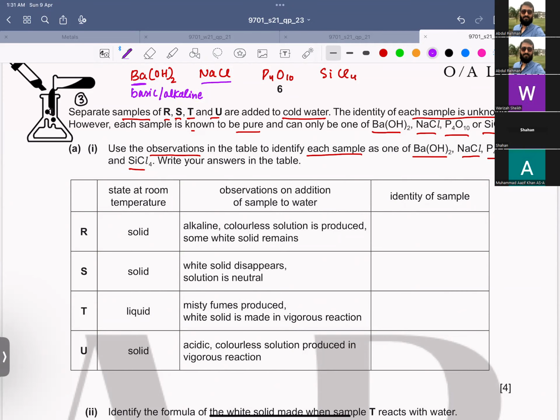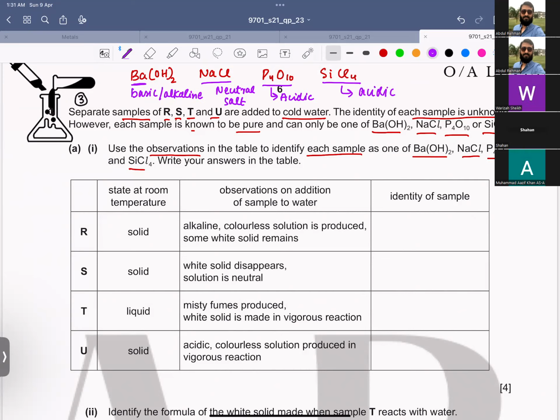When we talk about sodium chloride, it's a neutral compound and it's a salt. P4O10 is a non-metal oxide, and non-metal oxides are acidic in nature. When we talk about silicon chloride, it's also a non-metal chloride having a very small cation. And you may remember this, that cations which have a very small size, their chlorides are acidic as well.